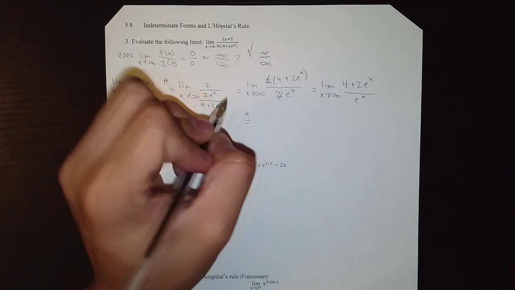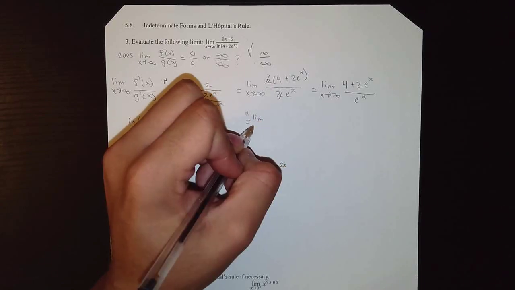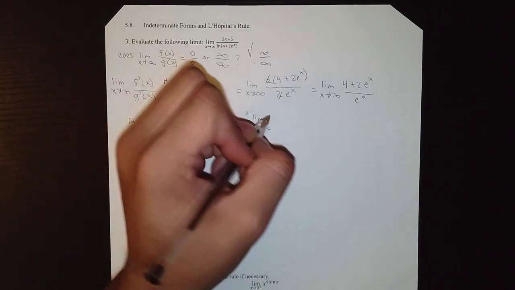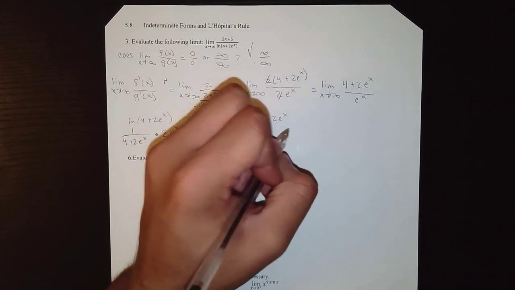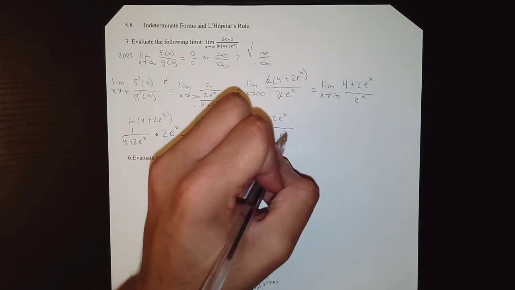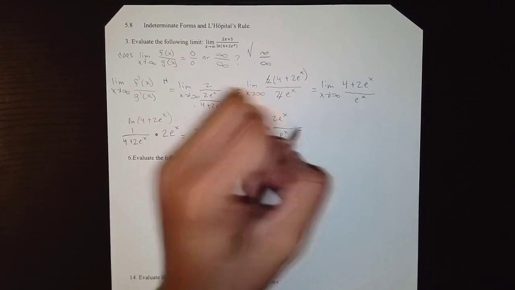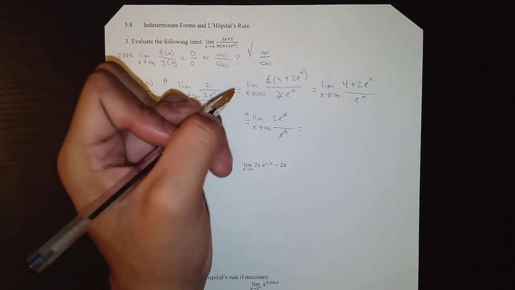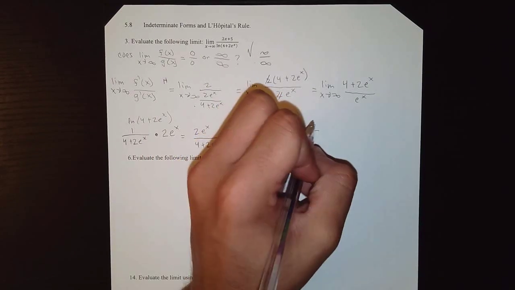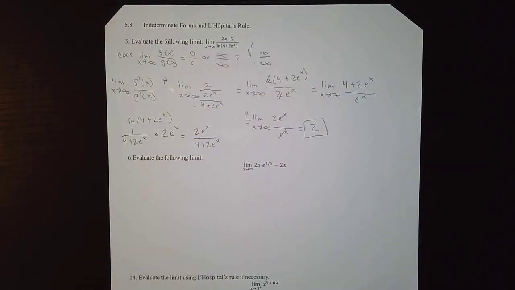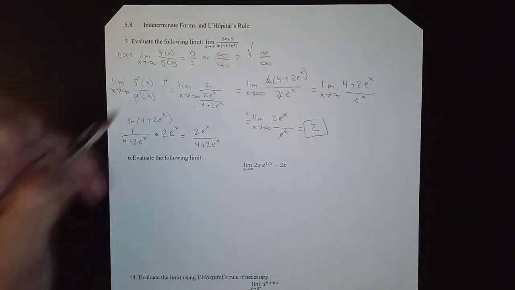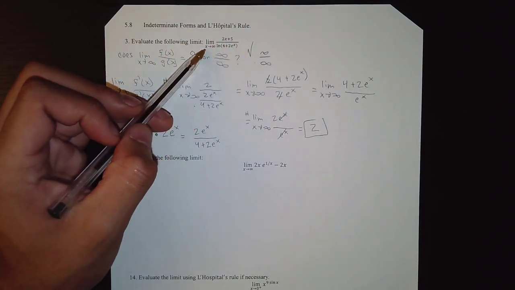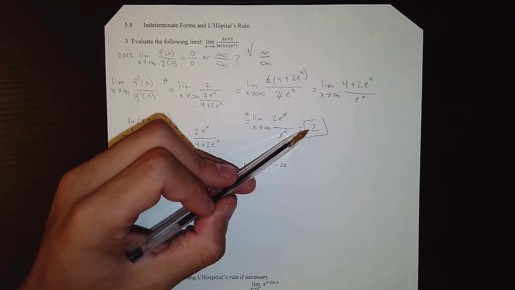And so I'm going to take the derivative of the top and bottom again. And the derivative of the top is just 2e to the x. The derivative of the bottom is just e to the x. And we see that the e to the x's cancel, and we're just left with the constant 2. And so the limit of this function as x approaches infinity approaches 2.